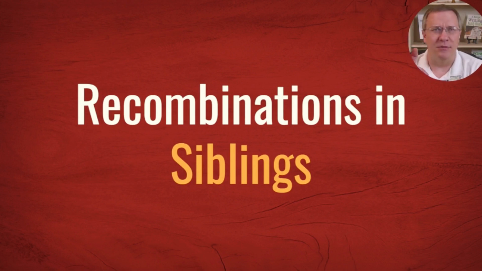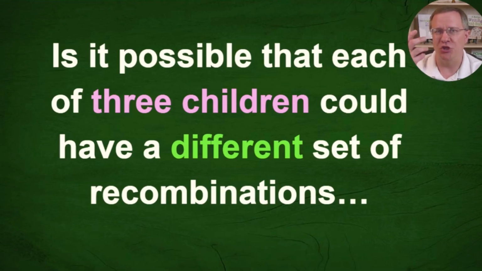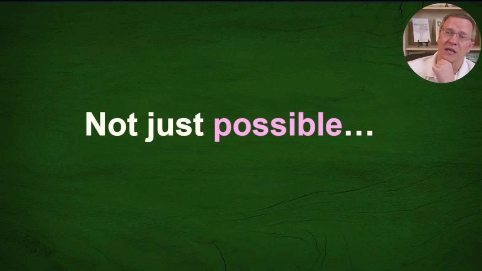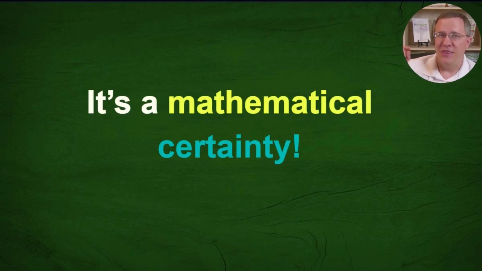Again, I mentioned in a past video about recombination where the paternal and maternal chromosomes basically swap little locations, and that happens with each person. And so this viewer's question is, is it possible that each of three children could have a different set of recombinations? And I've got to stop her right there, because that is not just possible, but that is a mathematical certainty.